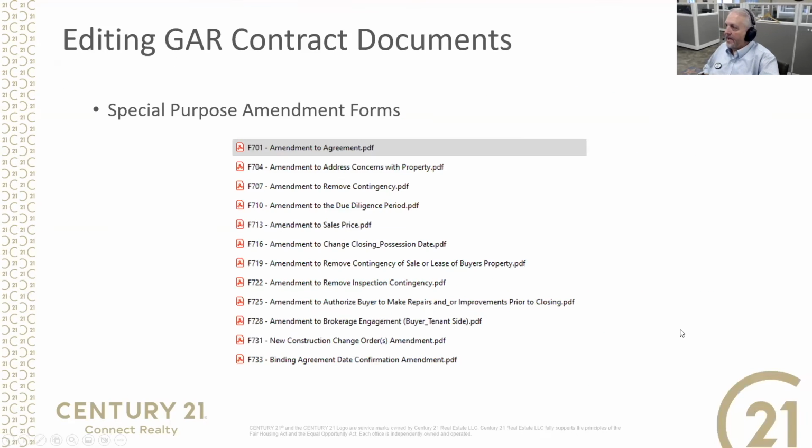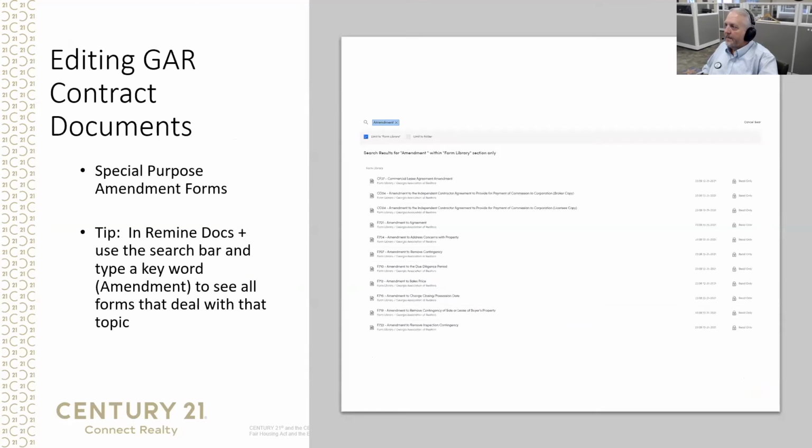Okay. However, if you have something like I want to change the due diligence period, or we're going to change the sales price, or the closing and possession date, we're going to remove a contingency, why not use the language that is already pre-written by people that are smarter than you and me? If they're smarter than you and me, we might as well take advantage of that.